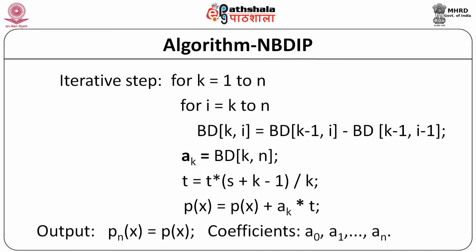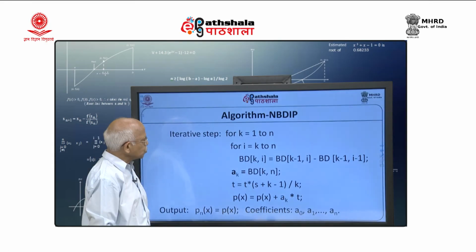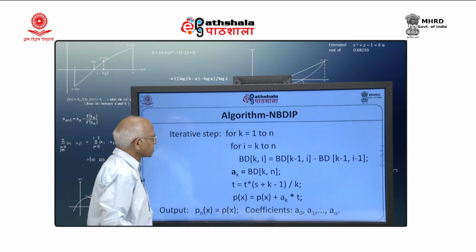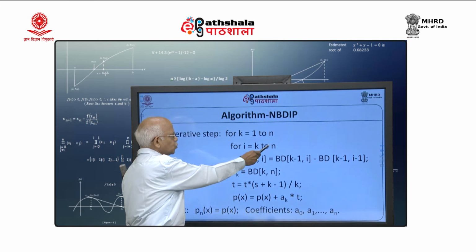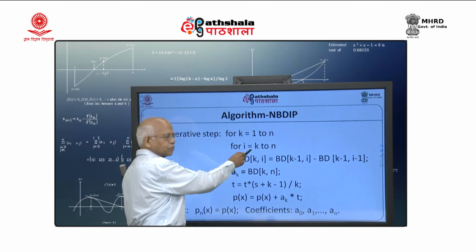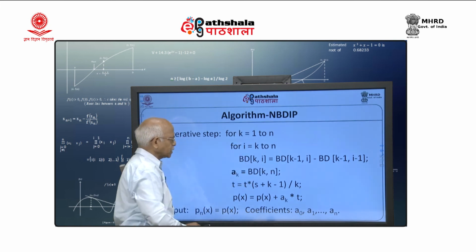So, for k equal to 1 to n, for i equal to k to n, we are calculating the backward differences k to n. So, I am getting b d k i will be equal to b d k minus 1 i minus b d k minus 1 i minus 1. Like that I am going to compute the backward differences. So, when k is equal to 1, I will be computing differences from 1 to n, k equal to 2, I will be computing from 2 to n, like that we will be doing.